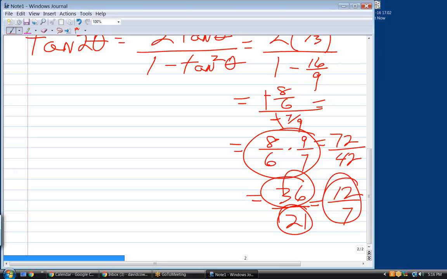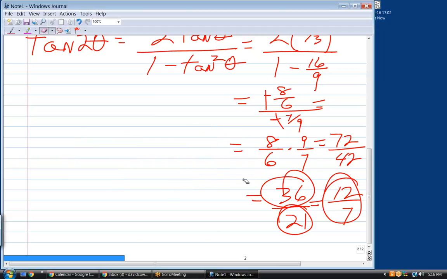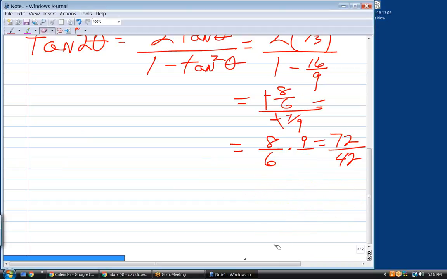So I'll leave it as an improper fraction. I prefer improper rather than mixed, mainly because trigonometry is all about ratios. If I tell you I have 1 and 5/7, I don't really have a ratio. But if I tell you I have 12/7, I'm ready for trig. Trig is all about ratios. So I would leave everything in improper fractions. Simplify them for sure, but don't turn them into proper fractions.